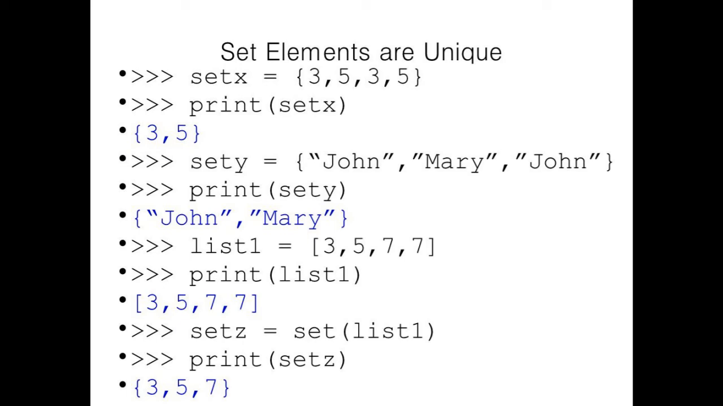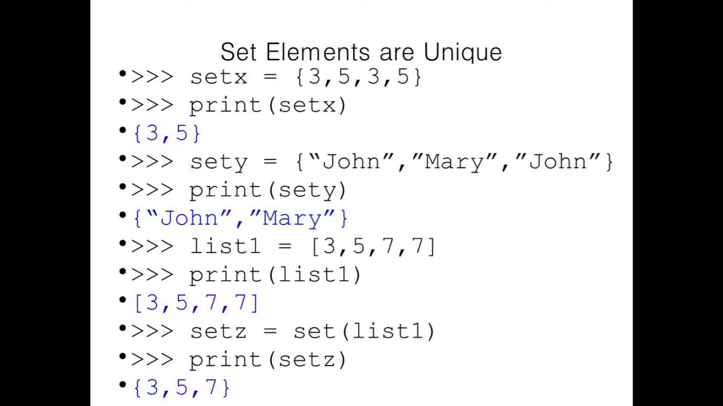In the second example, we declare a set y, which consists of three elements, John, Mary, and John. The second John is a duplicated element, and it will be eliminated. So when you print out the contents of set y, you'll see that there's only two elements, John and Mary here.